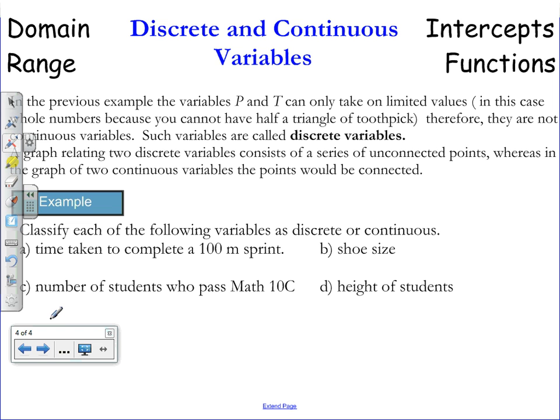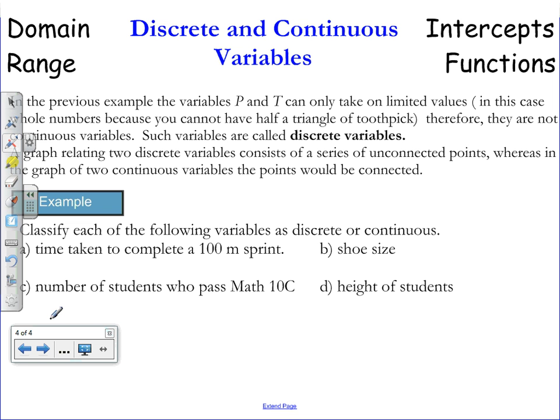We already talked about this, discrete and continuous. Continuous means it's always connected and always going. That's when you draw your line. And discrete is distinct points. So time taken to complete a 100-meter sprint, would that be continuous or discrete? Continuous, because it could be anywhere from 0 all the way up to any range, right? It's not that you could only finish it in 9 seconds. You could finish it in 9.693 seconds.